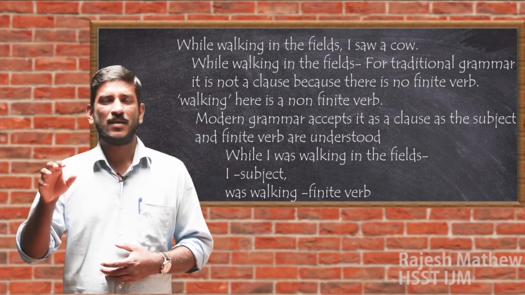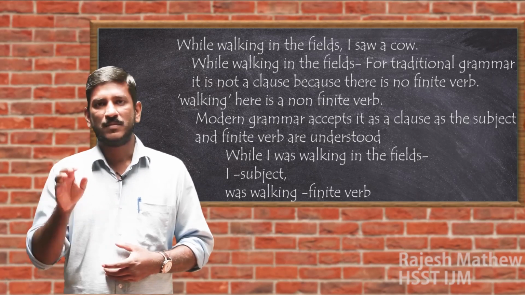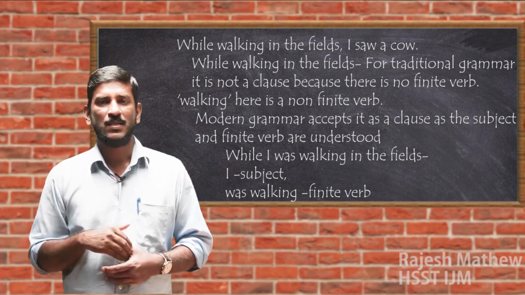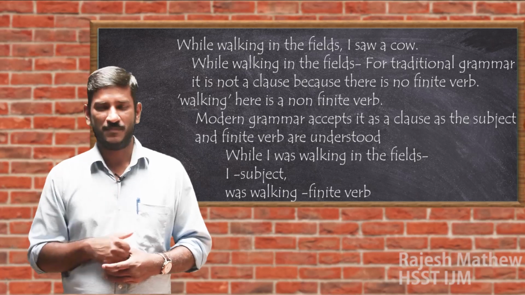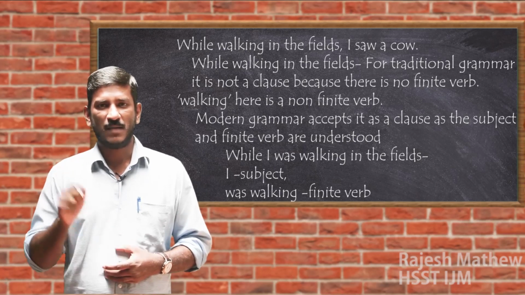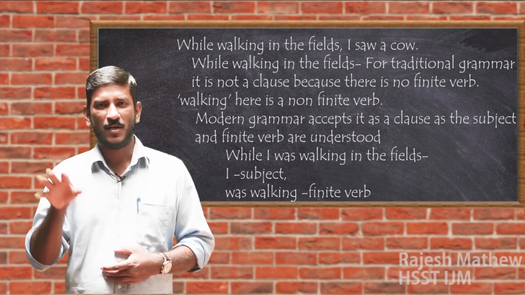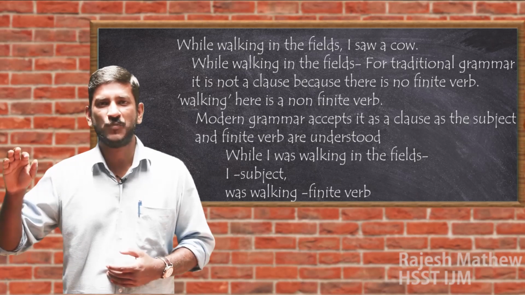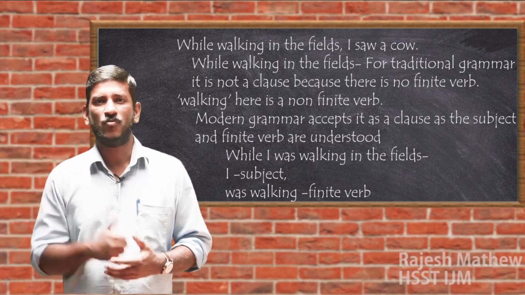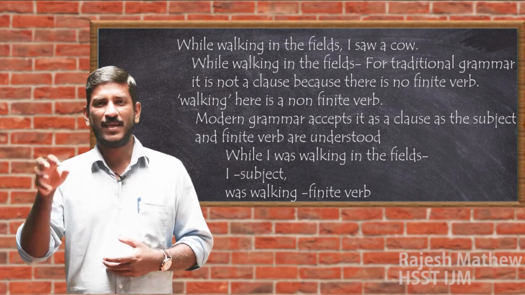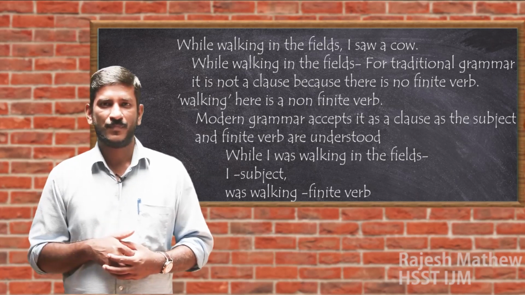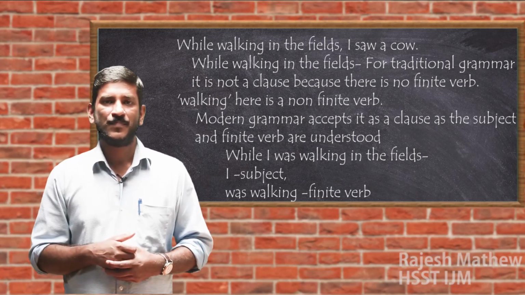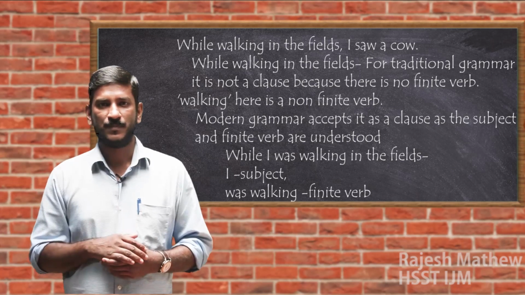In while walking in the fields, there is a non-finite verb, walking. The subject and verb are understood there. The subject is I and the finite verb is was walking. When I was walking in the fields, I saw a cow. So the subject and verb are understood there. Modern grammar considers it a clause.